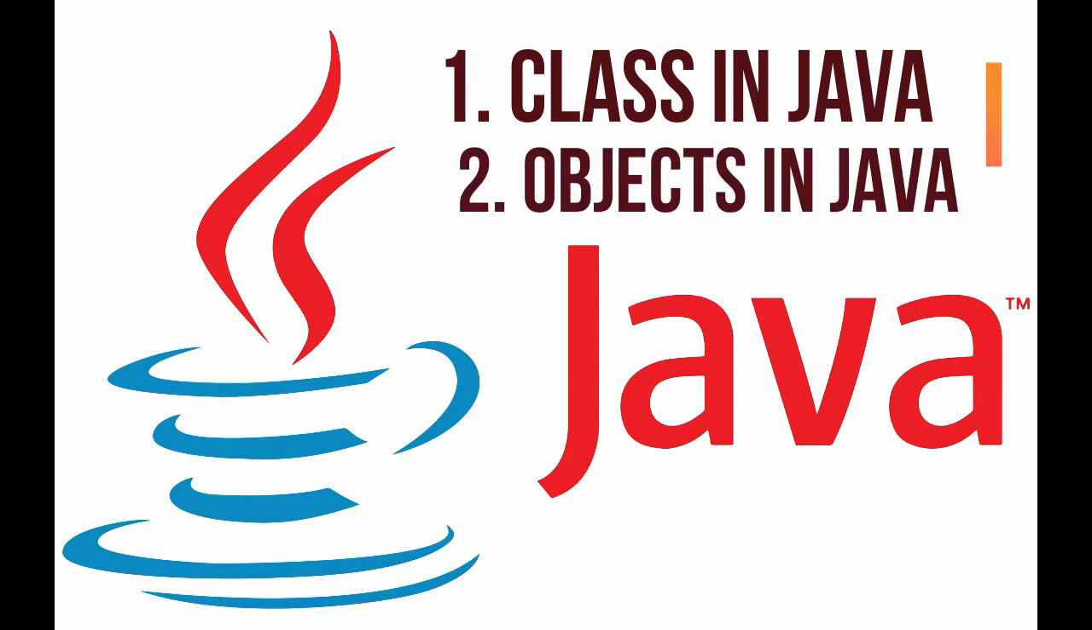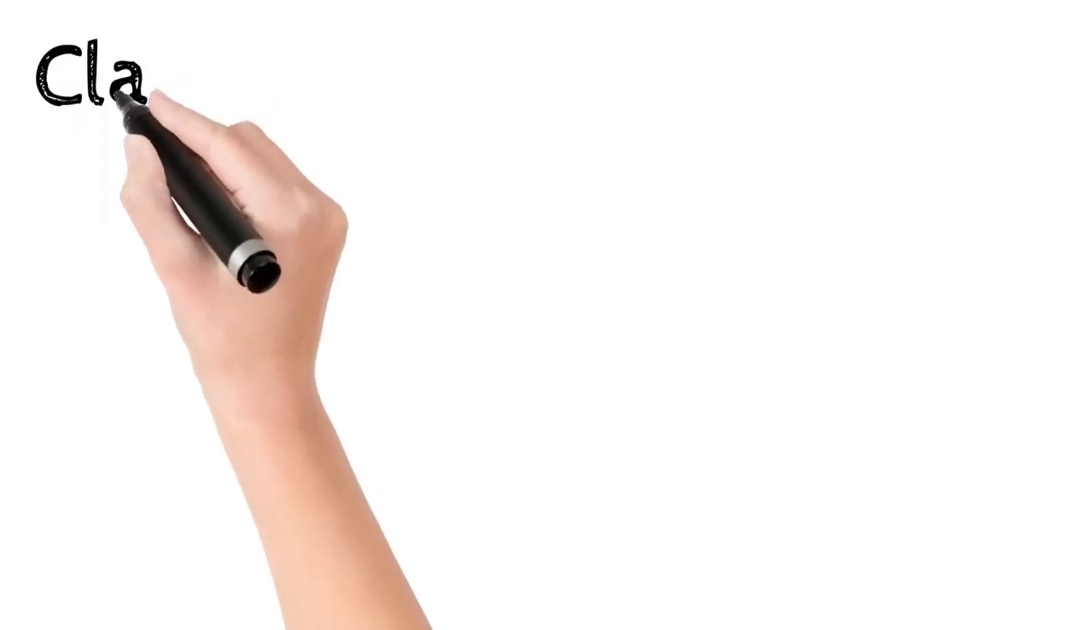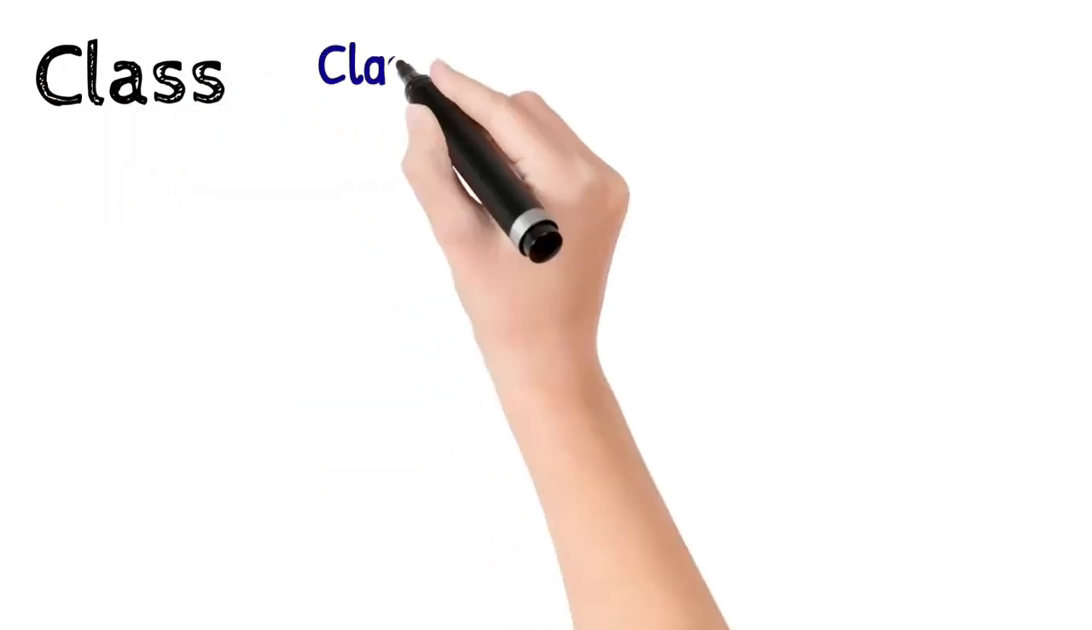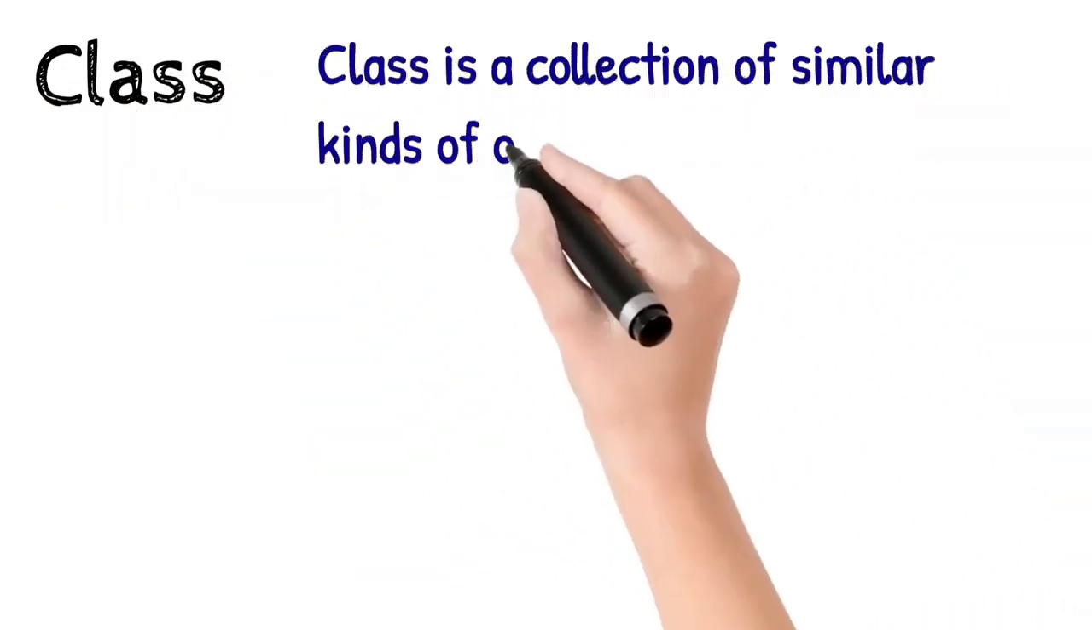I have tried my best to explain these two terms in the simplest of language so that you can get an understanding of these two terms and move forward in your journey. So let's get started, and the first term that I'm going to explain is classes. Now, what is class? According to the definition, class is a collection of similar kinds of objects.